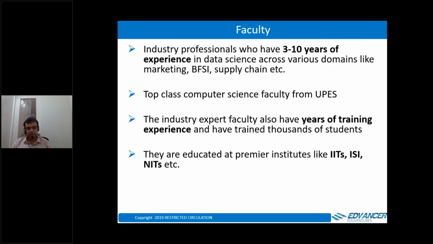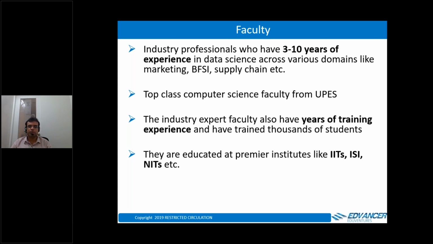Who are our faculty? They are all industry professionals who have anything between 3 to 10 years of experience in this field across multiple domains. There is top class computer science faculty from UPS, and our industry expert faculty, apart from their years of industry experience, also have years of training experience, and they have trained thousands of students between them.